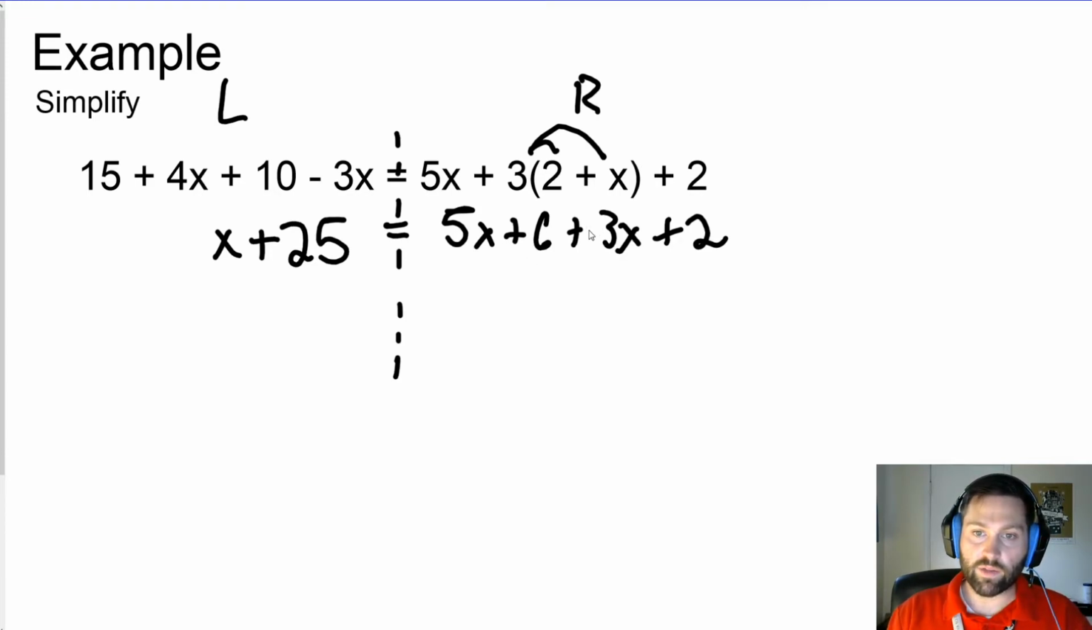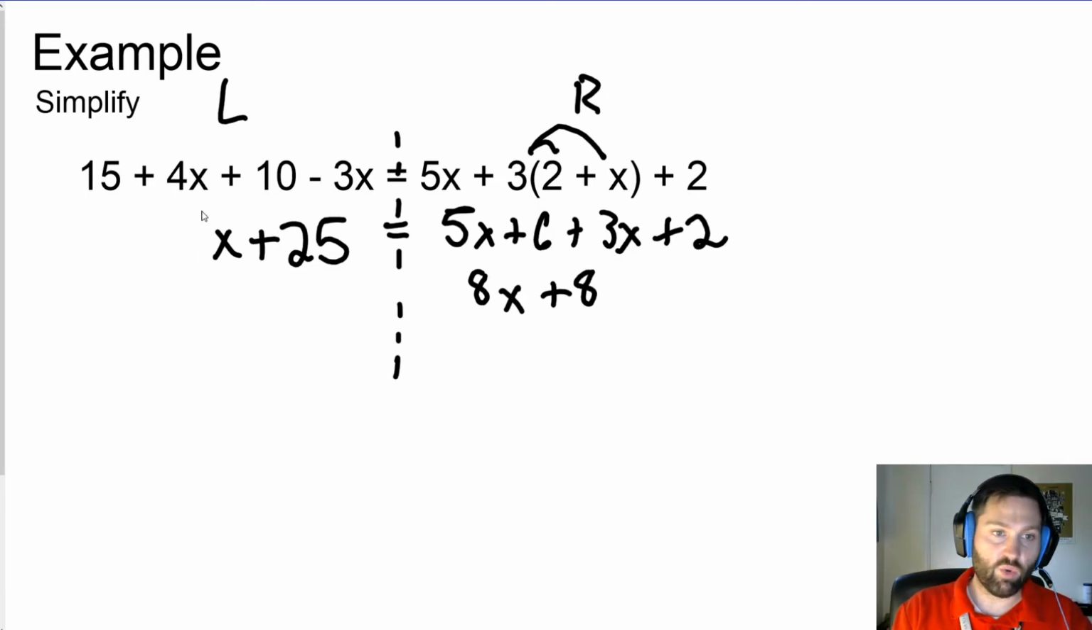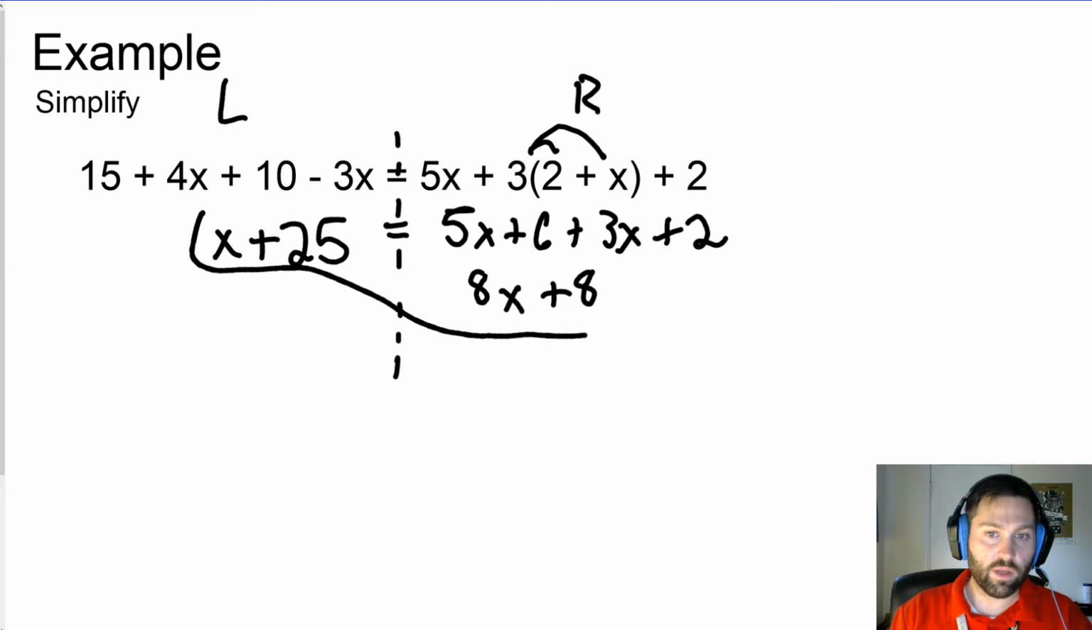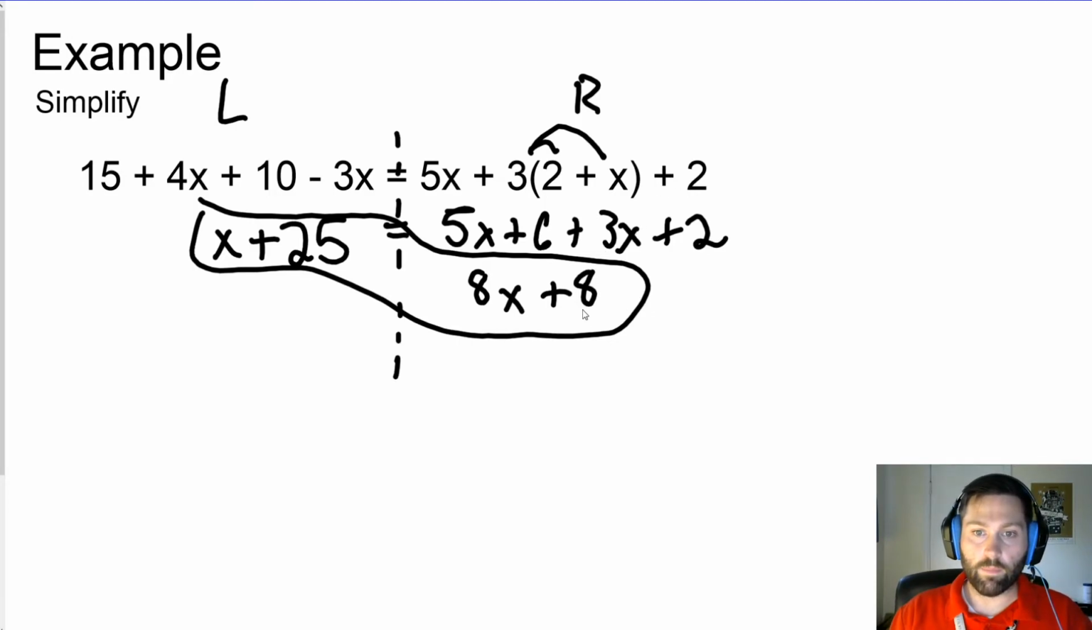I'm going to collect the 5x and add 3x to it to get 8x. And then you'll have positive 6 and positive 2 for 8. So in reality, the equation, which you could finish solving, has become 8x plus 8 equals x plus 25.